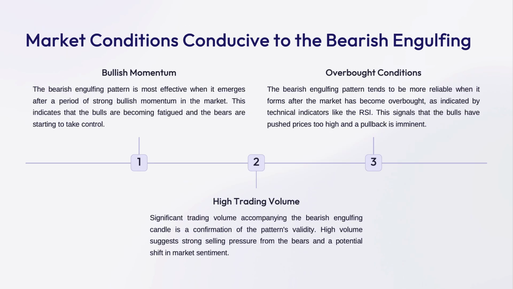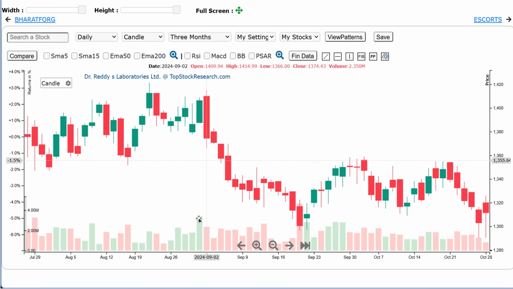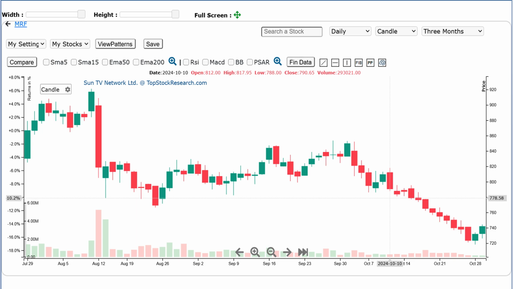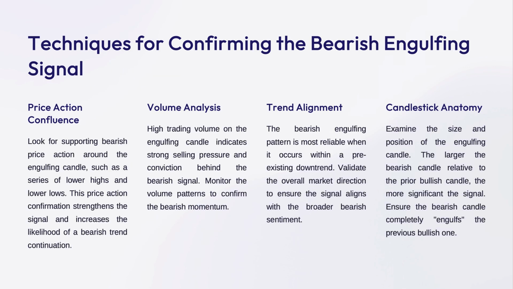So market conditions: conducive bullish momentum, overbought conditions, and high trading volume. If these three are there, you can see overbought in the RSI, and trading volume. You can clearly see here that good volume has happened. It's almost the highest of all the candles. So something is cooking, you can really identify it here. I think it really shows the volume and the overbought conditions. I didn't keep the RSI, but I'll keep it further. But it's very nice. These are like juicy trades.